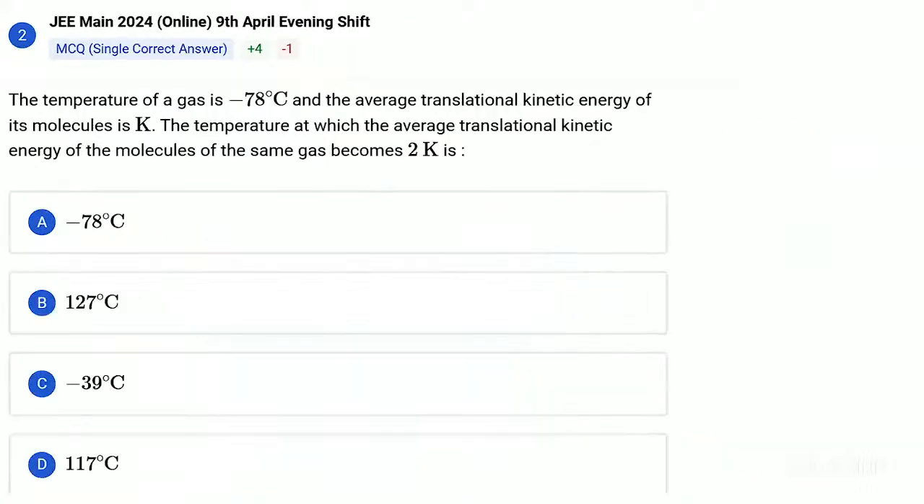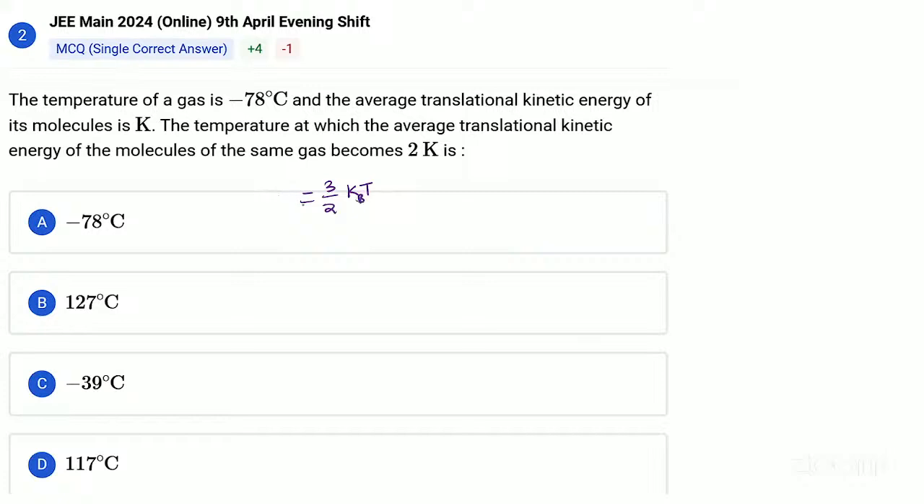Now this one. The temperature of a gas is -78 degrees Celsius and the average translational kinetic energy of its molecules is K. The temperature at which the average translational kinetic energy of the molecules of the same gas becomes 2K. I've told you, the average translational kinetic energy is nothing but 3 by 2 kb into T. So directly proportional to temperature.